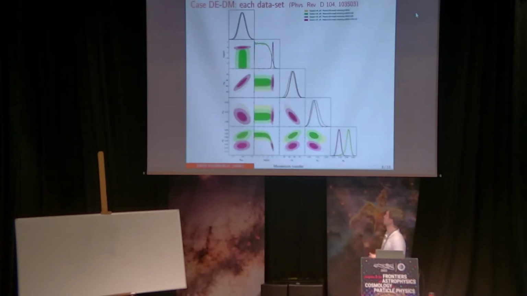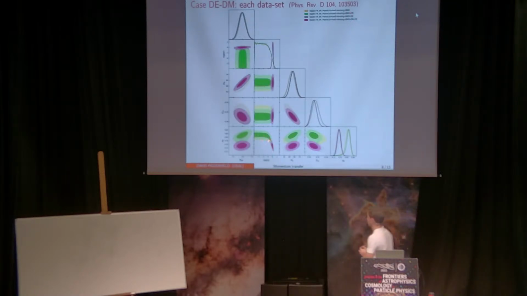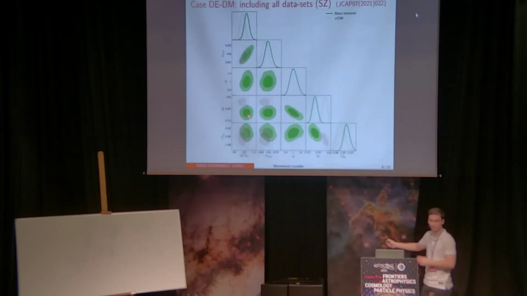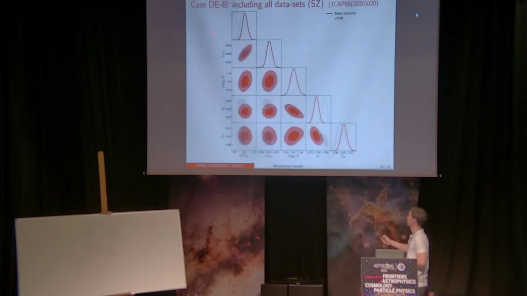So we put this model into data. This is with a lot of data sets. I don't know if you can see, but this is Planck with BAO, Planck with supernova and BAO, and with Sunyaev-Zeldovich. Unless you add Sunyaev-Zeldovich, you have no detection, only an upper limit. Once you add Sunyaev-Zeldovich, you have a more than 3 sigma detection. This is Sunyaev-Zeldovich from Planck. This is for the case of dark energy and dark matter, and the very same for the case of dark energy and baryons.